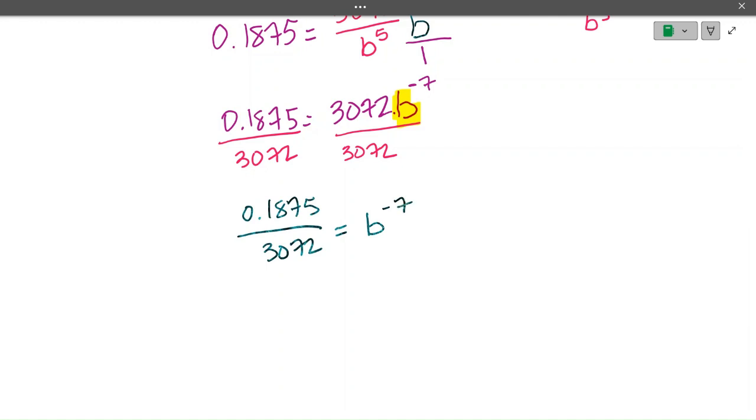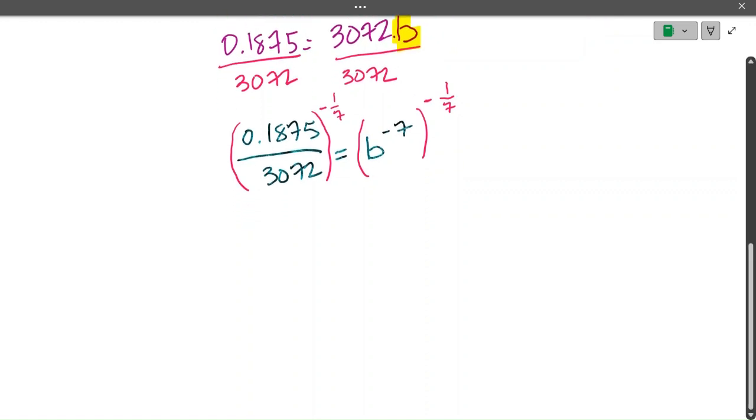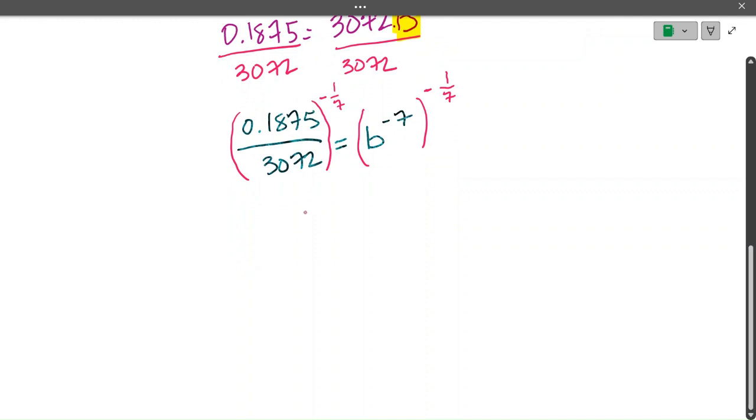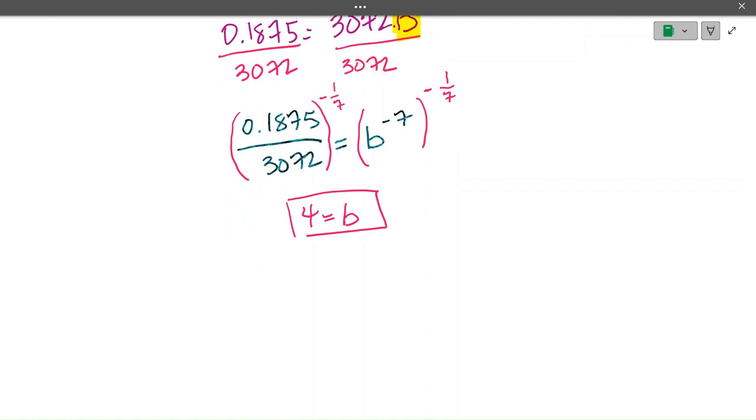Now, the way we get rid of powers, I'm trying to make this b to the power of 1, right? Because b is the same thing as b to the power of 1. I'm going to raise this side to its reciprocal, so it stays negative, and the reciprocal of 7 is 1/7. So I'm raising this side to the power of -1/7. What I do to one side in math, I do to the other. And it's very important here, we're raising this whole fraction to the power of -1/7. When I do that and put that into my calculator, I get a value of 4 out for b. So now I know that b is equal to 4.